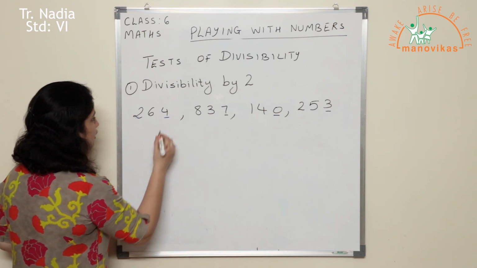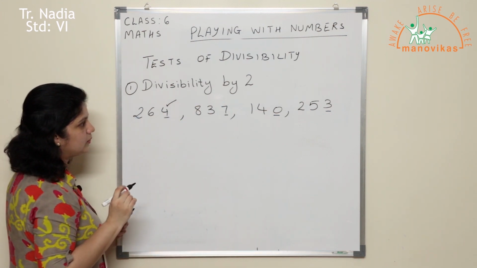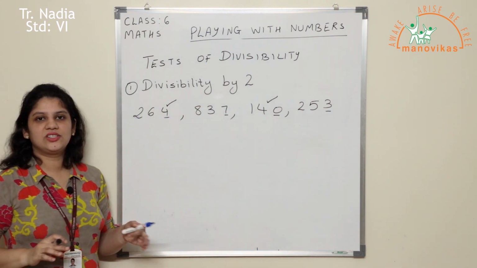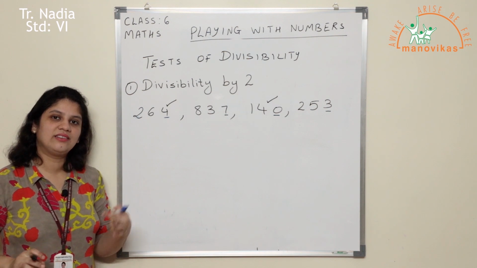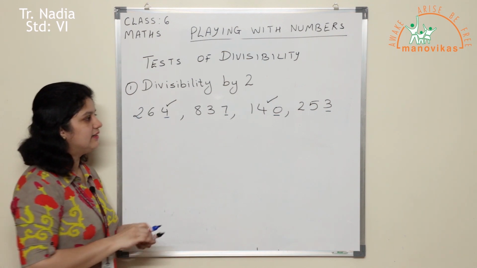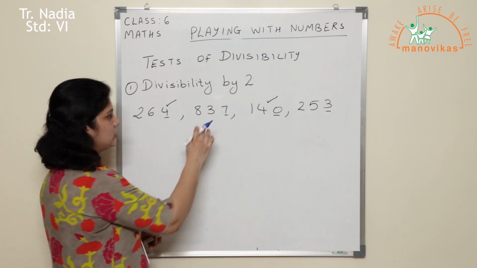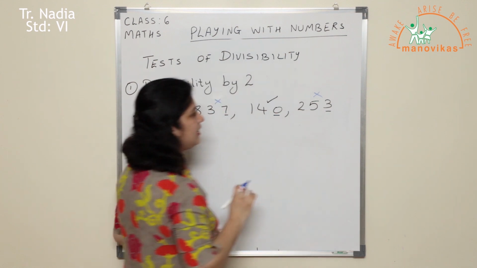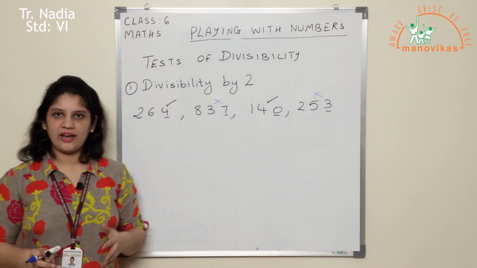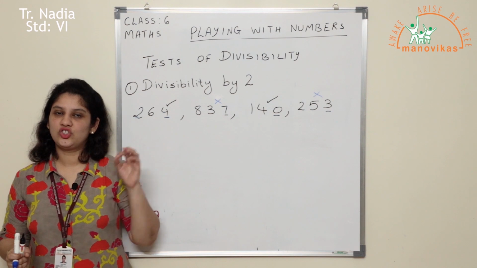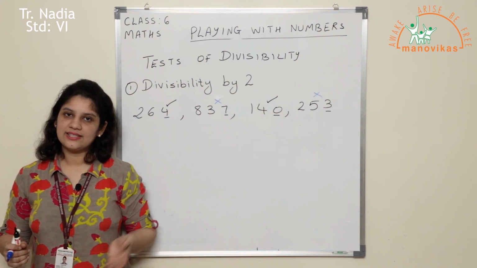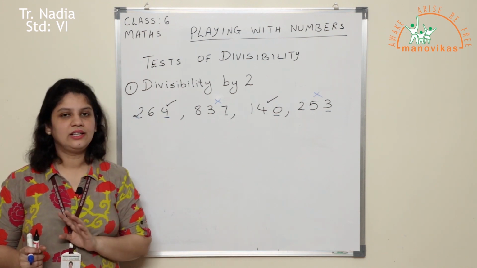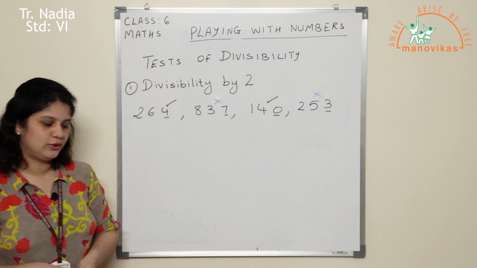So I can say 264 is divisible by 2. I can say 140 is divisible by 2. If the last digit is odd, that means if it is 1, 3, 5, 7 or 9, then the number cannot be divided by 2. So here 837 cannot be divided by 2. 253 cannot be divided by 2. So to check whether a number can be divided by 2, check its last digit. If the last digit is even, then yes, it is divisible by 2. If the last digit is odd, then no, it is not divisible by 2.